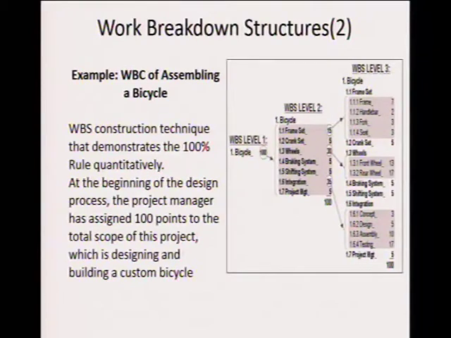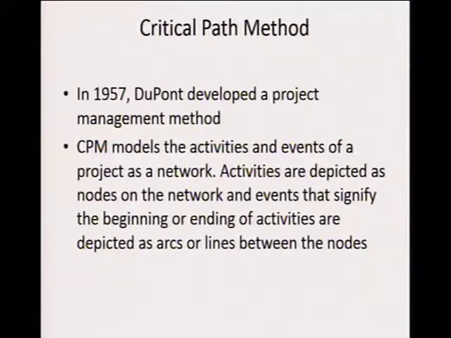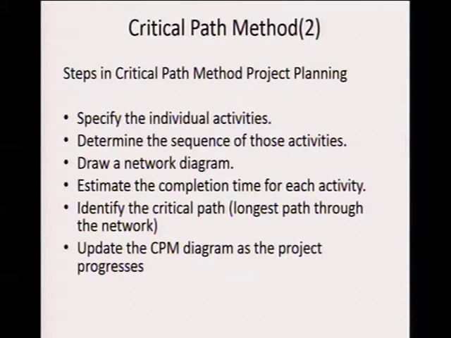The work breakdown structure, there's an example there. You can go over it and look more into detail, because this is about the accomplishment that you want to do. The critical path method: in 1957, DuPont developed a project management method. The CPM models the activities and events of a project as a network. Activities are depicted as nodes on the network, and events that signify the beginning or ending of activities are depicted as the arcs or lines between the nodes.